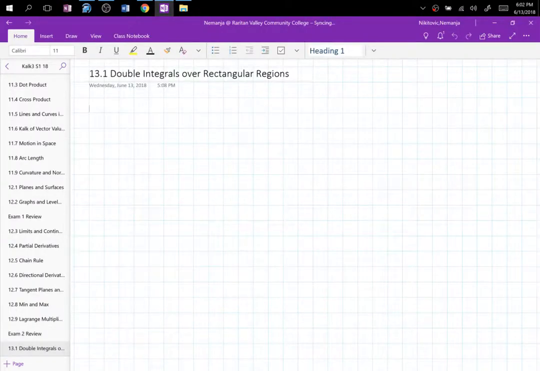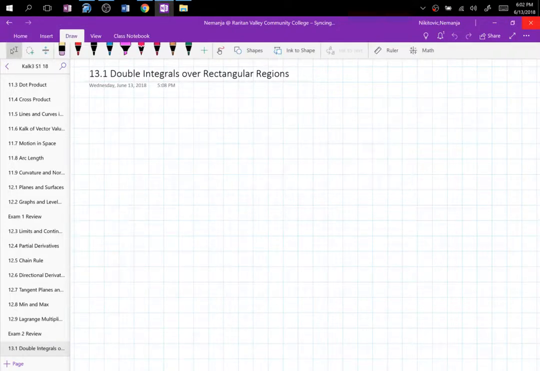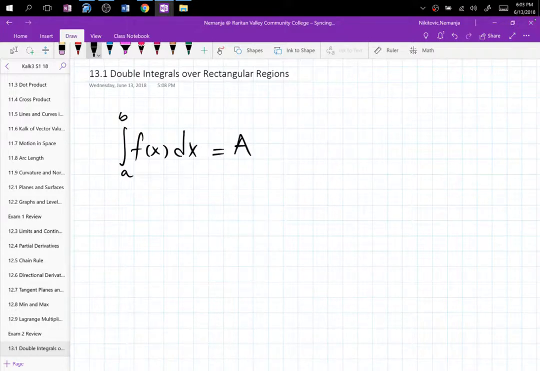So before we dig into the actual problems, I have to go back to Calculus 1 and make sure that you understand some of the most basic ideas. First of all, when I write the integral from a to b of f of x dx, I hope you're understanding that it computes the area under the curve.